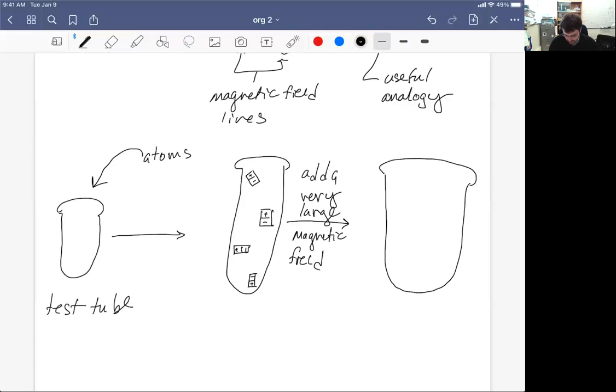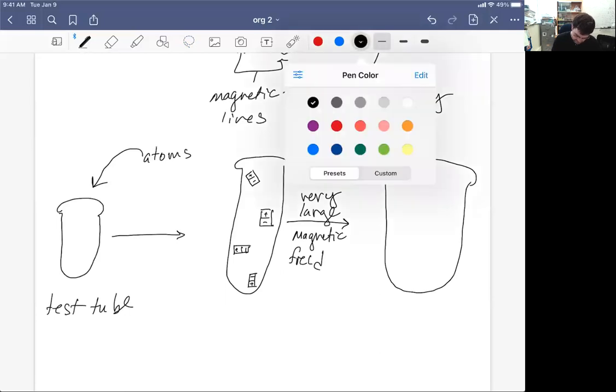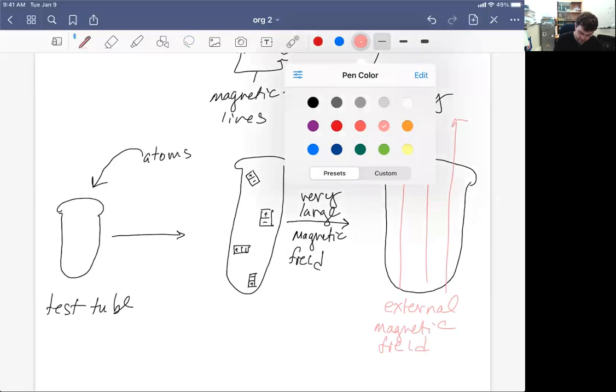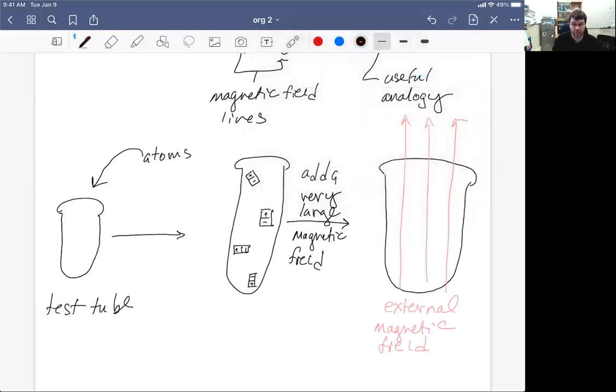I'm going to make my test tube wider. The test tube didn't get wider by the magnetic field. I'll pick a different color here, something a little gentler, like this pink color. So this is my external magnetic field. Again, we put this in the presence of a gigantic bar magnet that emits a huge magnetic field. What's going to happen then?